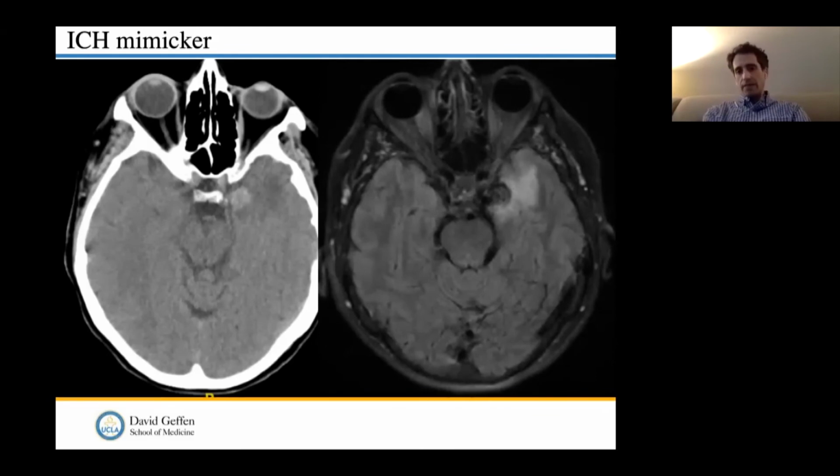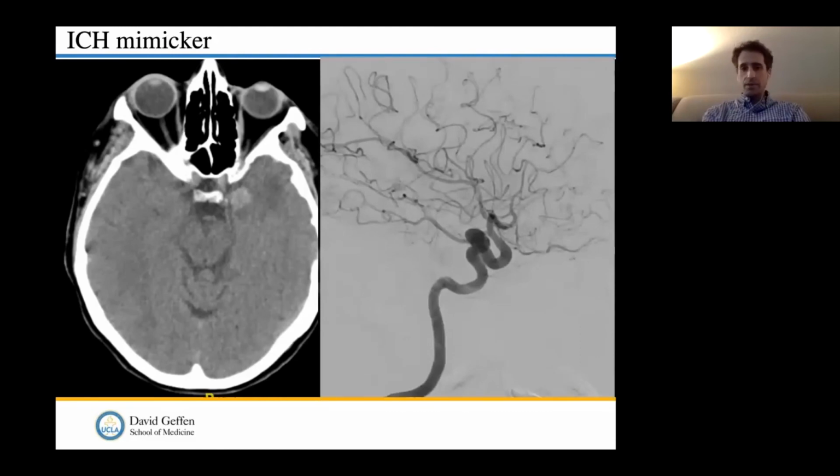On the right side of the screen, we see an MRI of the exact same thing, showing some hyperintensity around it, which would be consistent with edema. But this didn't happen to be an intracerebral hemorrhage. This is actually a cerebral aneurysm coming off the posterior cerebral artery.